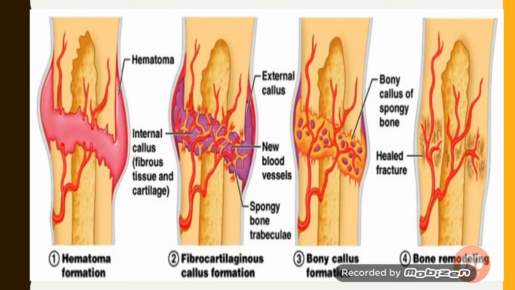This callus, also known as the soft callus, will replace the original blood clot and holds the ends of the bones together. In this step, basically, the repair process has begun. Now the fibroblasts and osteoblasts will migrate to the site of the fracture and they will start to construct the bone.